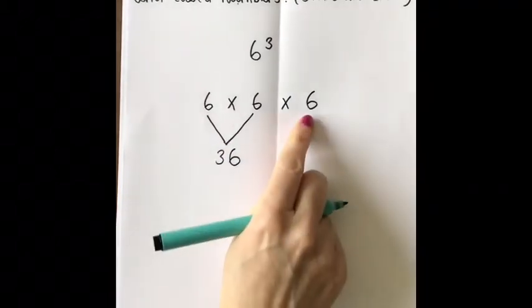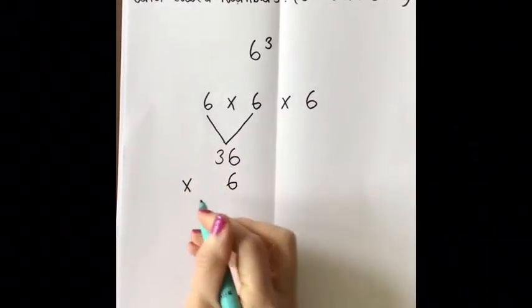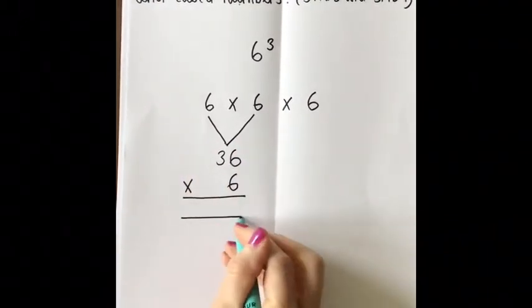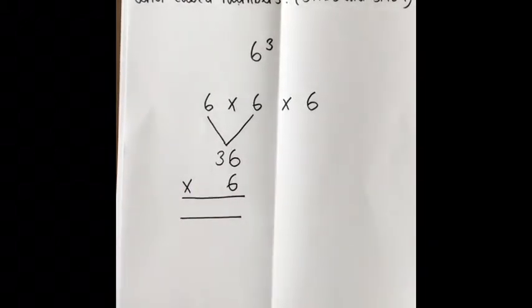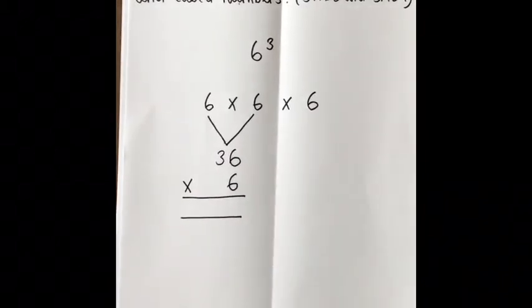For the next part, timesing by 6 again, I always use the multiplication method and put it into a long multiplication method like that. Now, if you're a bit unsure of this method, we've got a video in the Year 5 section that you can have a look at to refresh yourselves on how to do this.